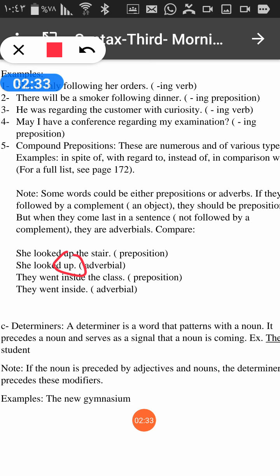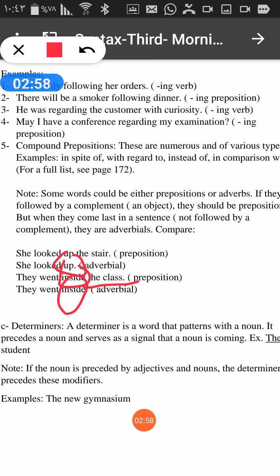Example number 3, they went inside the classroom. Here, inside is a preposition because it is followed by a noun phrase, which is the classroom. And in the fourth example, they went inside, only inside. Here, inside is an adverb because it is not followed by a complement.